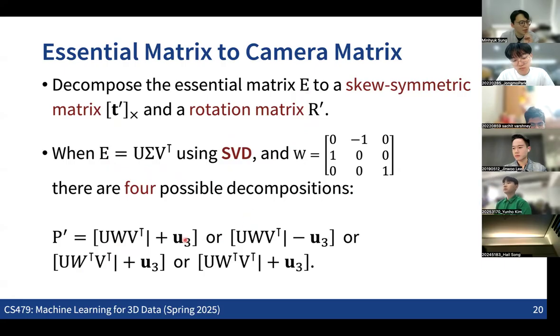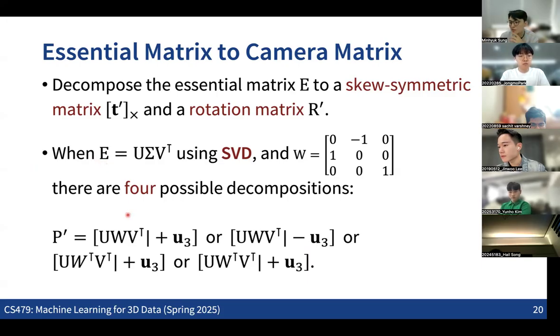And for the translation, there are also only two options: taking the singular vector of U corresponding to the smallest singular value, it can be plus U3 or minus U3. So you can see that there are only two options for each of the rotation and the translation, and the combination of all these makes four possible decompositions of the given essential matrix.